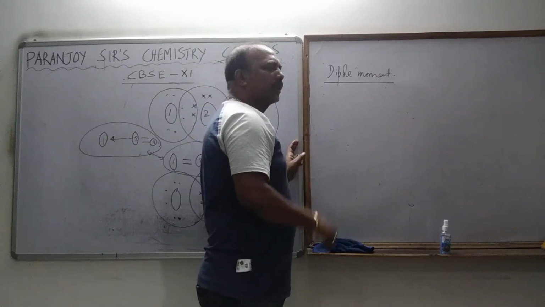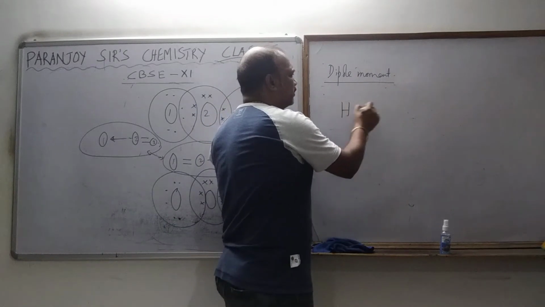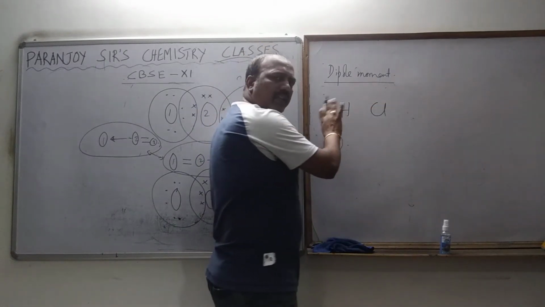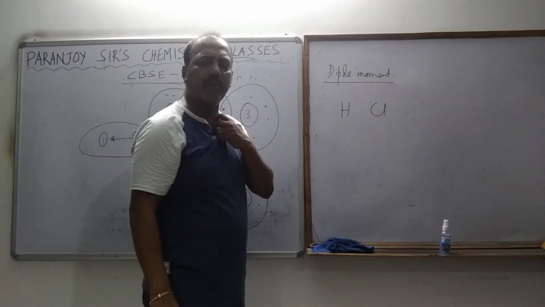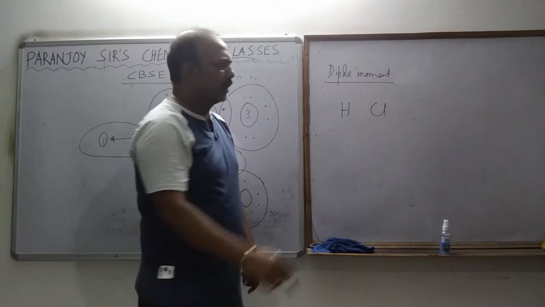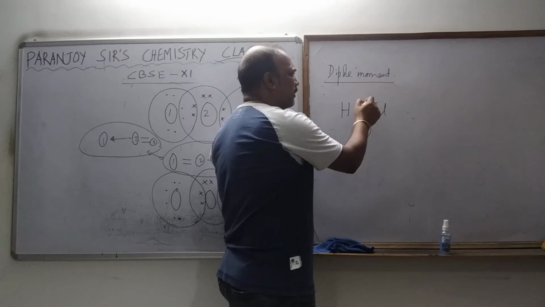Suppose we are talking of HCl, hydrogen chloride. Hydrogen is there, chlorine is there. Hydrogen is giving one electron to be shared, chlorine is giving one electron to be shared, and that one pair of electron is shared. Now the question is, this is hydrogen's electron, this is chlorine's electron, right? Okay, this pair is shared.